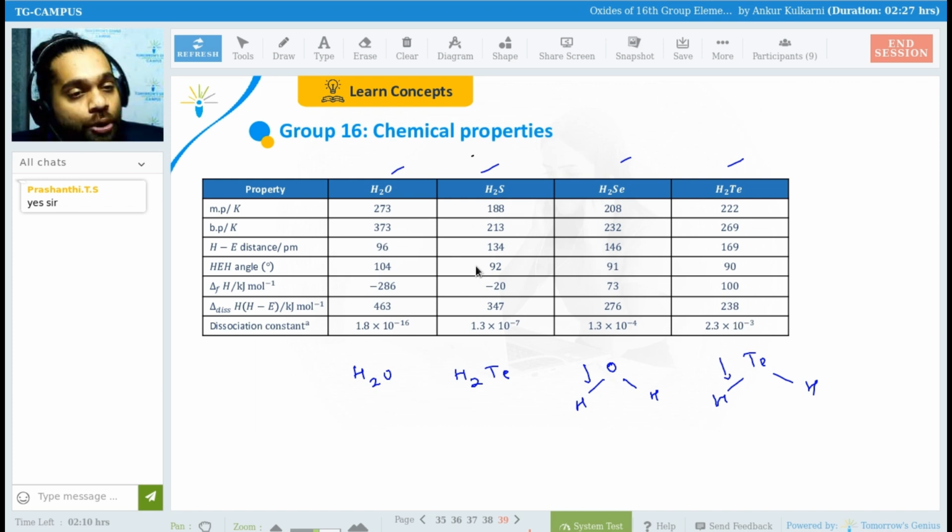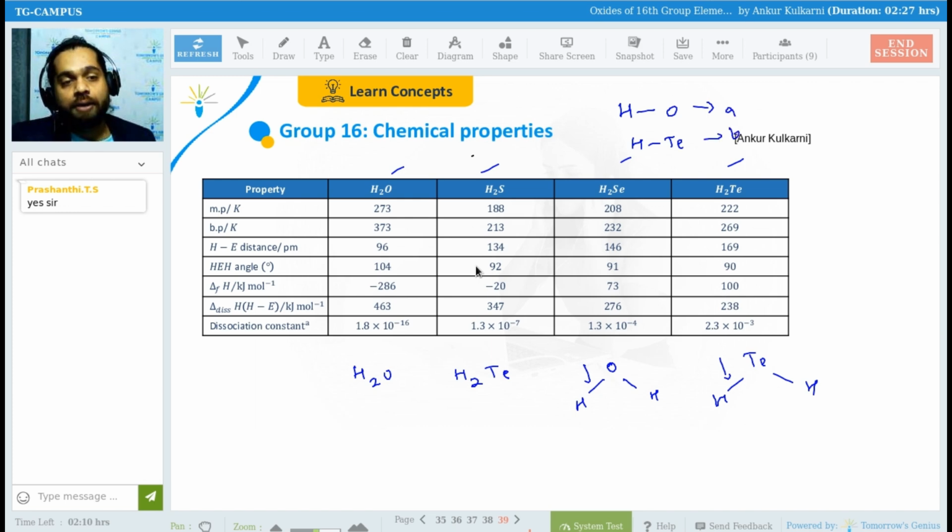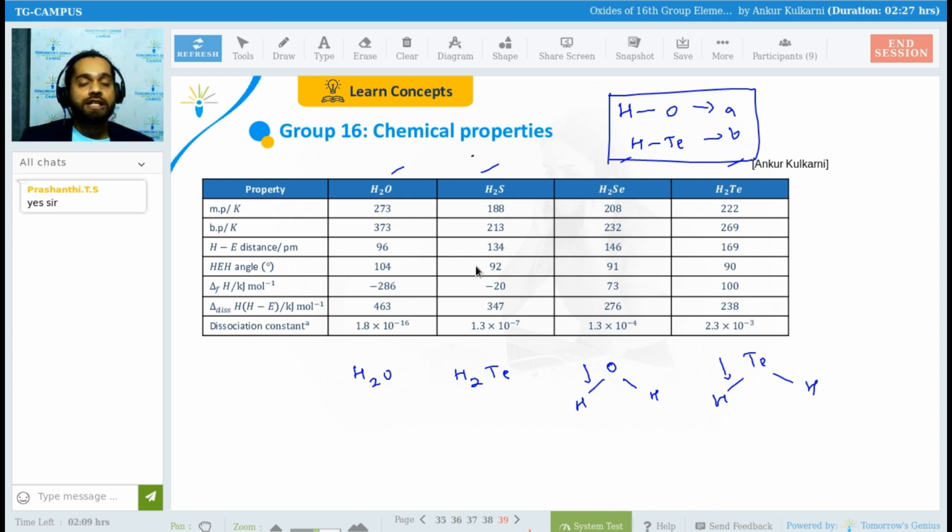Are you getting it, everyone? So you have to check which bond will break easily. Will the H-O bond break or will the H-Te bond break? What do you think? Come on, tell me, option A or option B? Which bond breaks easily?